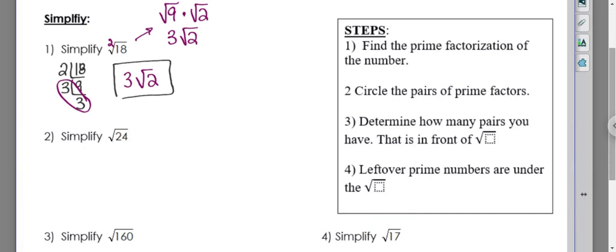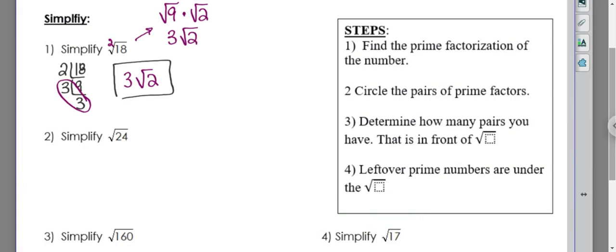So part of the reason I like the prime factorization is you don't have to worry about knowing the factors of the number and then knowing which factors of the number are perfect squares. You just start dividing it by the prime numbers and then look for groups.